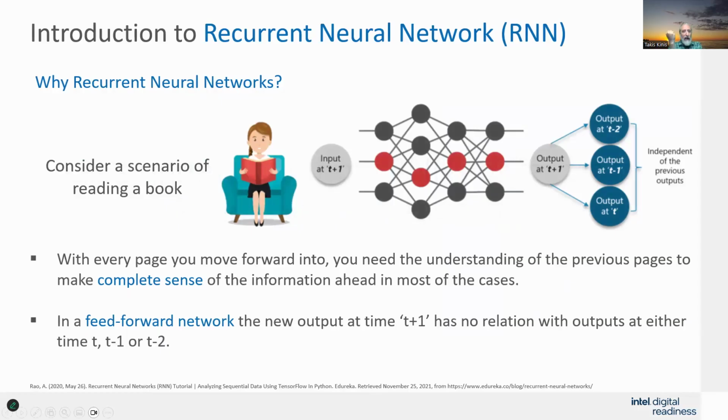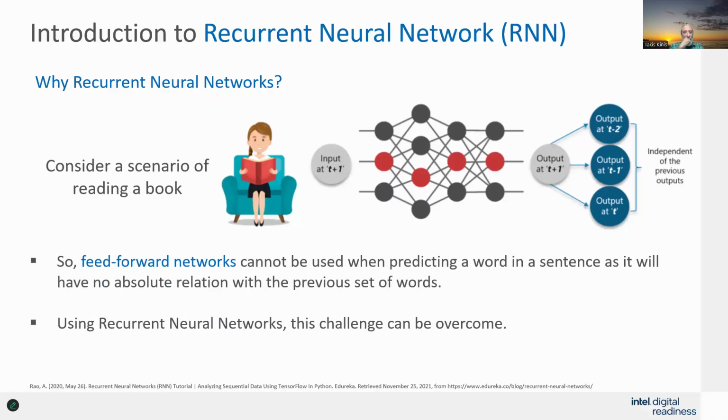Right. So it says, consider the scenario of reading a book. With every page you move forward into, you need the understanding of the previous pages to make complete sense of the information ahead in most cases, right? So you're not one of those people that goes to the last page of a mystery novel and reads who did it, right? Because it might make no sense. It would make more sense in context. In a feed-forward network, the output of what happened on the previous page has no impact on what's happening on the current page or the current sentence. That's the difference.